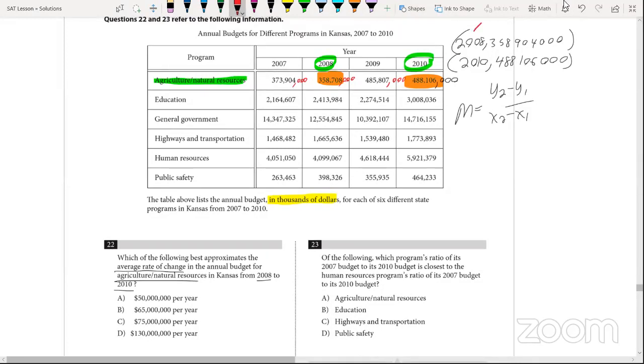And those are our x1, y1, x2, y2. And so when we plug into the slope formula, y2 minus y1, it might be a little strenuous to write this out. I'll just do it on the calculator. So 488,106,000 minus 358,904,000 comes out to this number right here, which I'm just taking from my calculator.